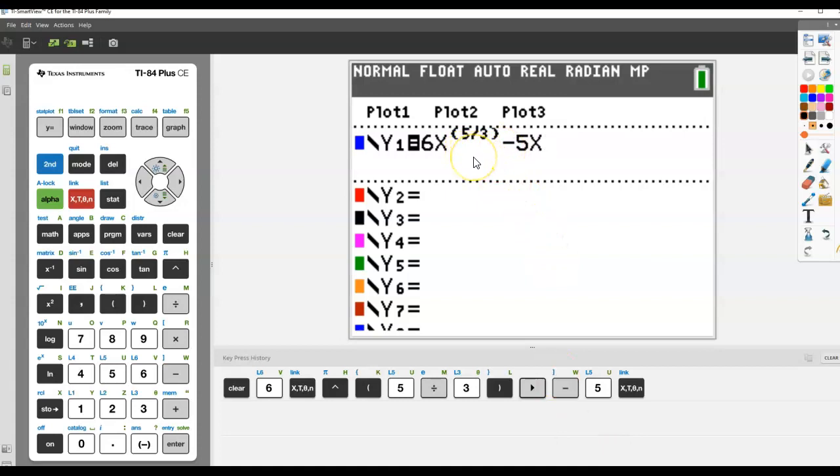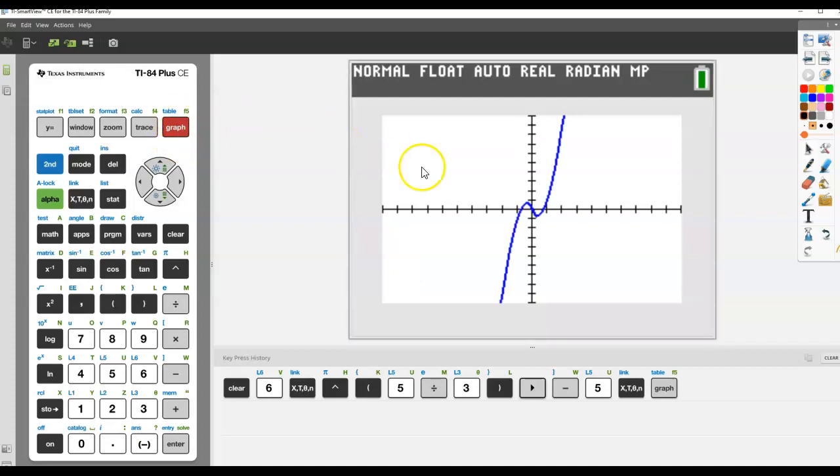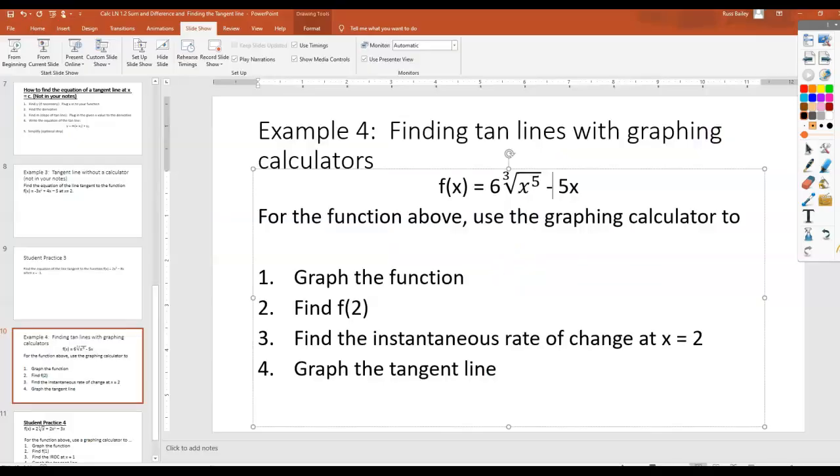So there's my function. Now if you go ahead and push graph, this button right here, it will actually graph the function for you. So that's what that function looks like. Now, that's the first step of the problem. It says to graph the function. Now they want us to find f of 2. In other words, what's the y value when x equals 2?